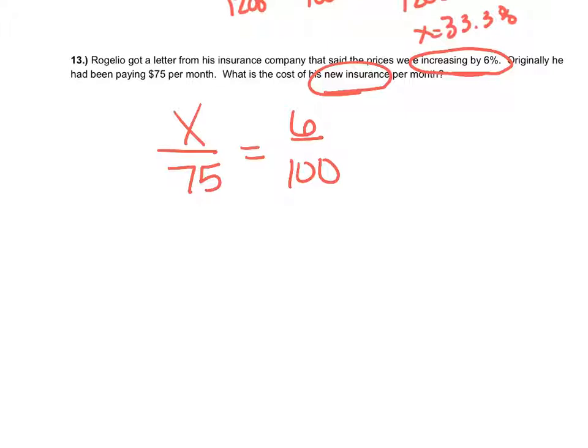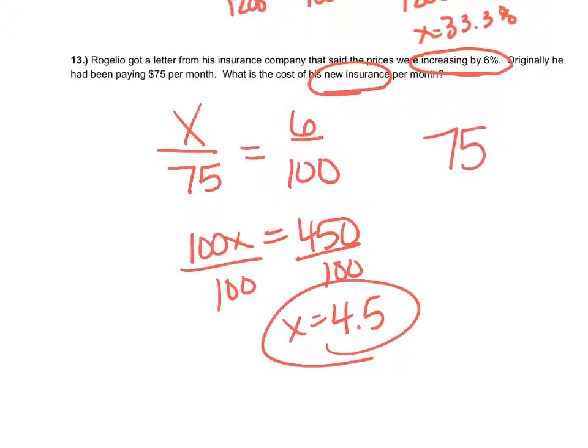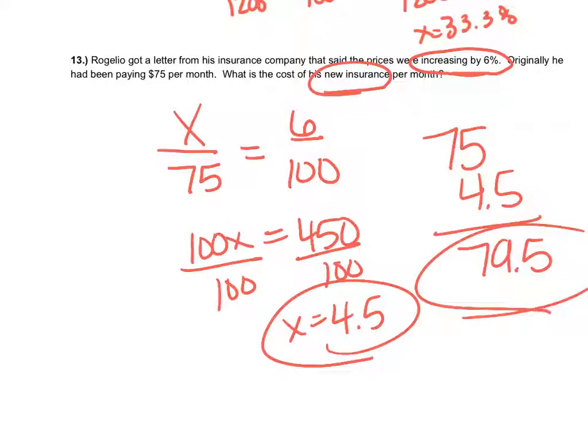So 75 times 6 is 450. 100 times x is 100x. X is going to equal 4.5. So that's in addition to his original insurance. So 75 plus 4.5 is 79.5. So that's what his new price is going to be. Okay?